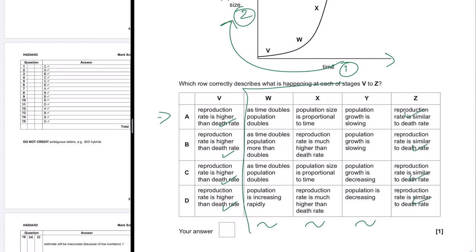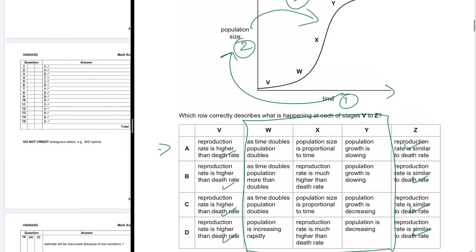So our decision is going to be based on these three, okay? Now it's up to us to decide which of A, B, C, or D, based on W, X, and Y, is really describing what is really happening. If we look at W, as time doubles, population doubles. That's a bit of a question mark, because if population was doubling with time doubling, we would expect a straight line, and it's obviously a curve. So that puts a question mark on that one.